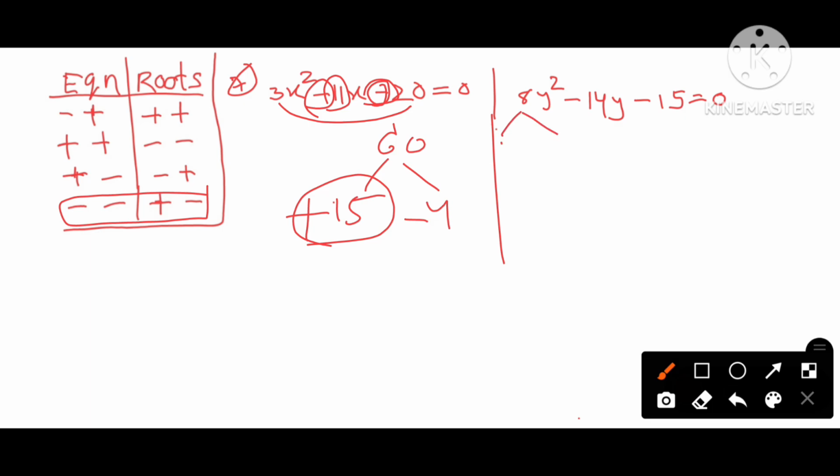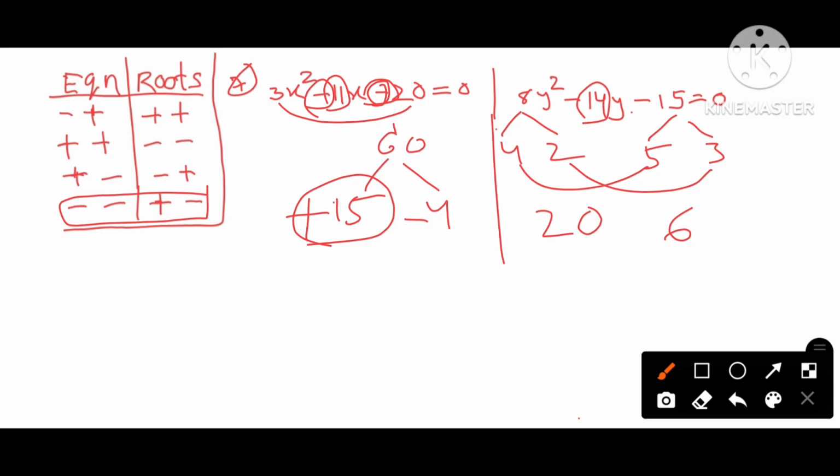Here 8, let's divide this as 4 into 2, and this is 5 into 3. Wait a second, 5 into 3. So 5 twos are 10, 4 threes are 12. No, 4 fives, which is 20, and 2 threes are 6. The subtraction of 20 and 6, we get the value of 14.